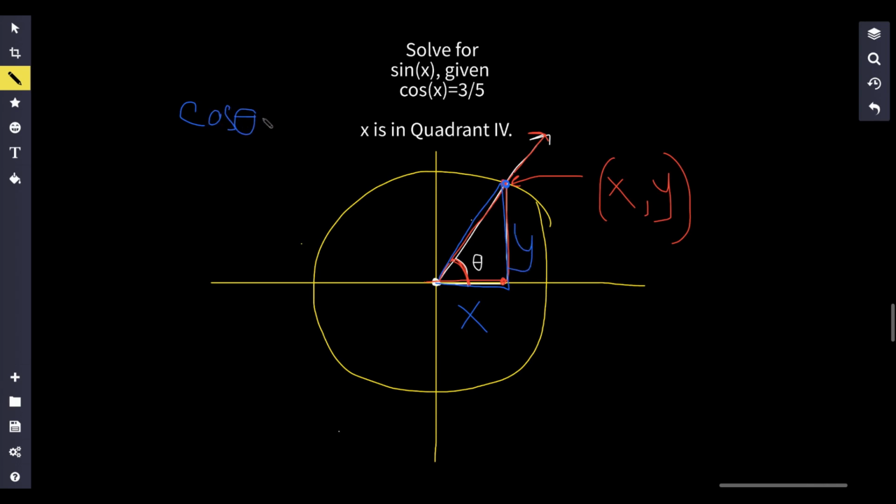So let's do some trig. Now, remember, this is the unit circle, and it has a radius of 1. Now, notice how this represents the radius of my circle. So this length is going to be 1. So the hypotenuse of my triangle is going to be equal to the radius of my circle, right? Which is equal to 1.